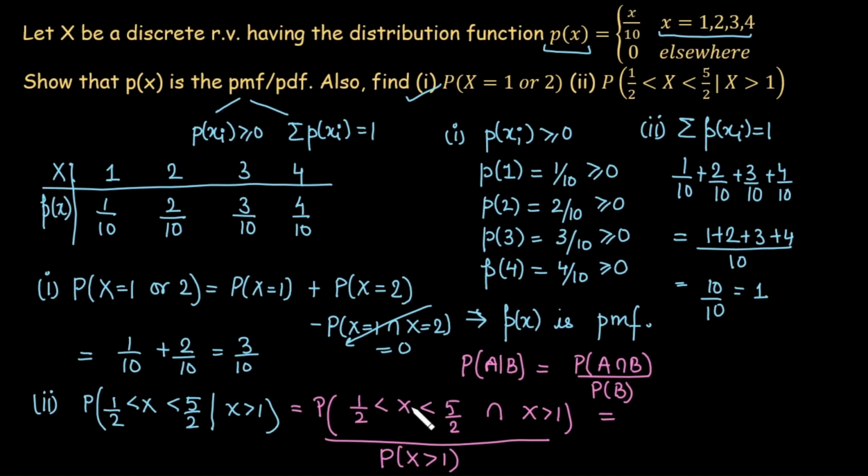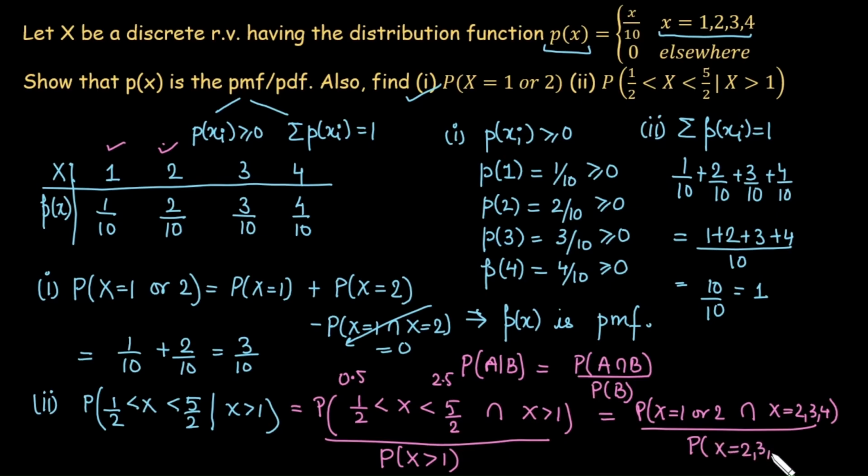So here it is discrete data. Very easily we can find that x lies between 1 by 2 to 5 by 2. What are the values of x according to this? So this is equal to 0.5 and this is equal to 2.5. So which random values are lying between 0.5 to 2.5? That is 1 and 2. And in this case, x greater than 1, it means we need to take when x is equal to 2, 3, 4, divided by x greater than 1 means x is equal to 2, 3, 4.